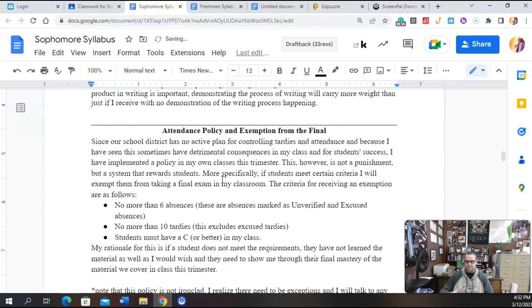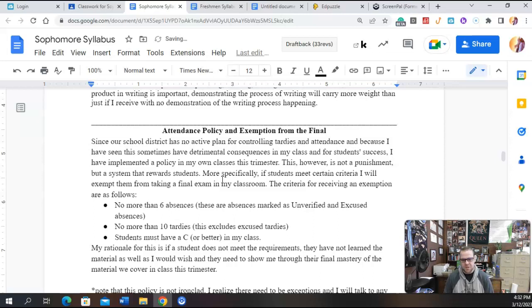So, as for myself, I have implemented a policy in my own classroom. And this is not a punishment, it is actually a reward system. If students meet certain criteria in my classroom, they do not have to take the final in my class. Now, a lot of my students were excited about this. Part of the reason I have implemented this is because I do see a correlation between students being present, whether for the whole day or if they're tardy, and their overall grade in class.